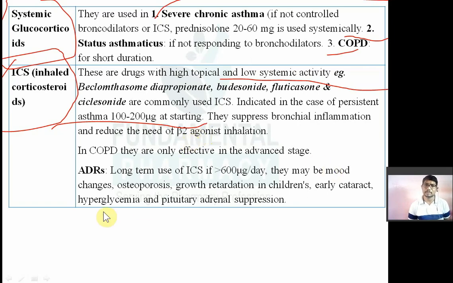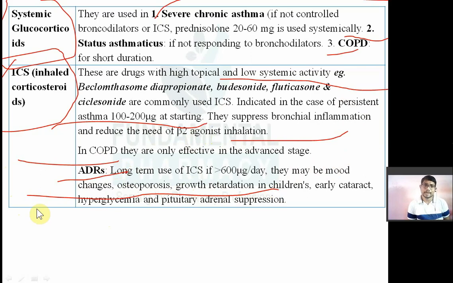They suppress bronchial inflammation and reduce the need for bronchodilators. They are used in asthma and in COPD. Adverse reactions: long-term use of these inhalation corticosteroids, if beyond the dose of 600 microgram per day, may change your mood. Osteoporosis, growth retardation in children, early cataract, hyperglycemia, pituitary-adrenal suppression. These are the adverse effects on long-term use.